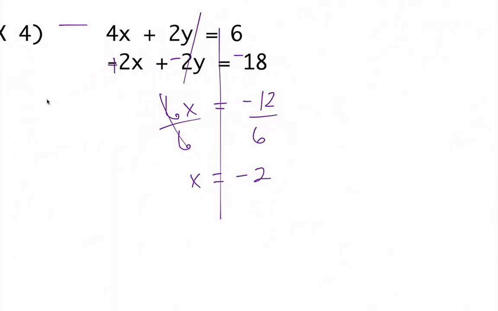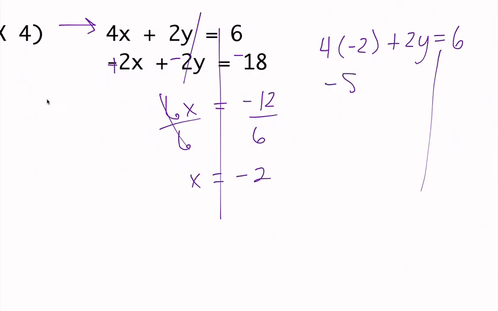So I'm going to go back to the first equation, take out x and replace it with negative 2. So that will give me 4, replace x with negative 2, plus 2y is equal to 6. Now I'm going to solve. 4 times negative 2 is negative 8. Plus 2y drops down.